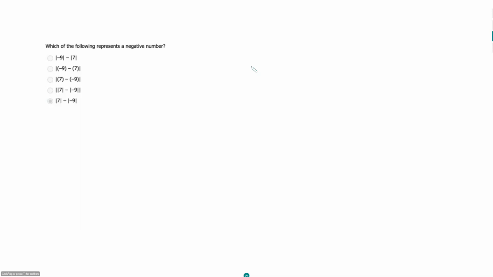Which of the following represents a negative number? And it looks like we got a bunch of absolute value expressions within absolute value expressions. So let's just work on our individual terms here. So absolute value of -9 is just 9 minus the absolute value of 7, which is 7. So this is equal to 2, not negative.